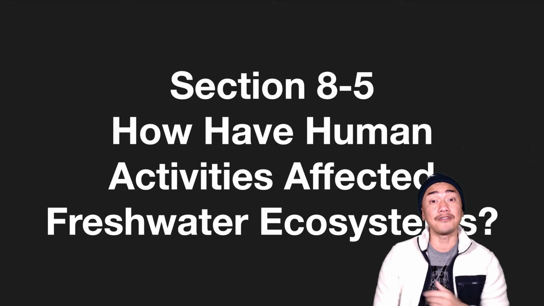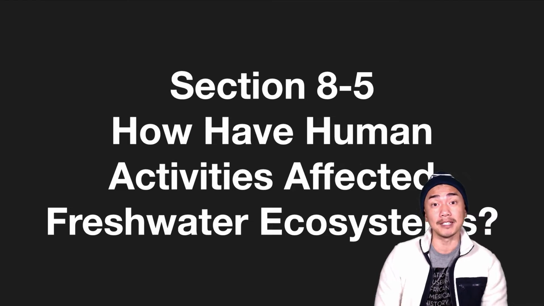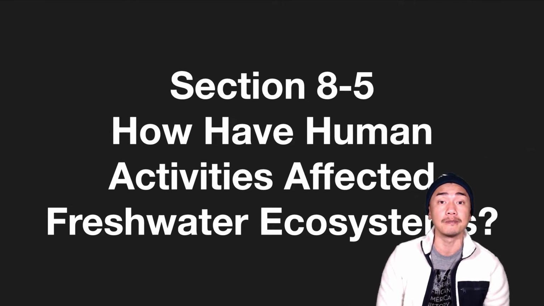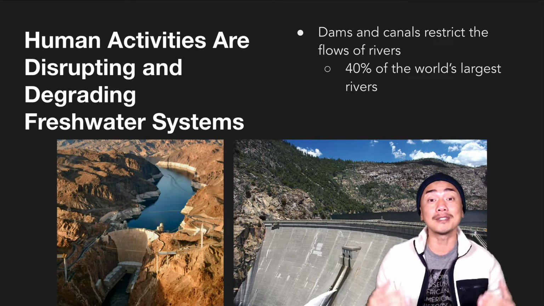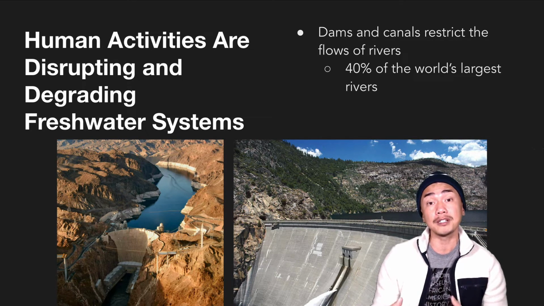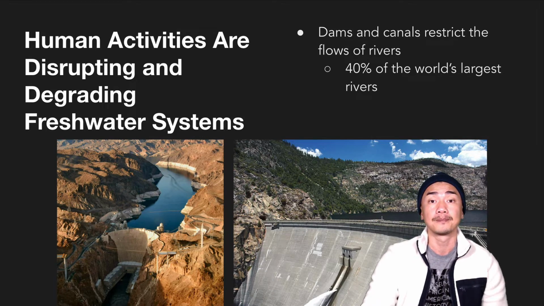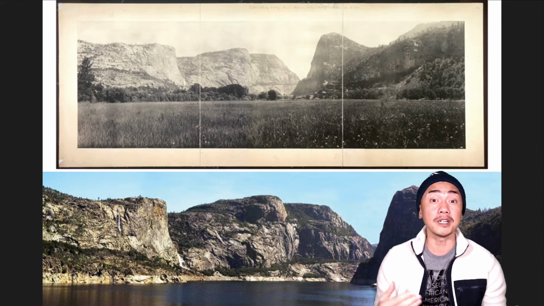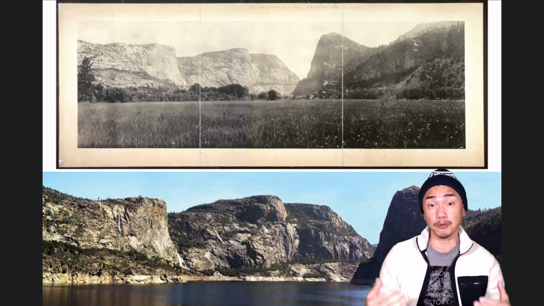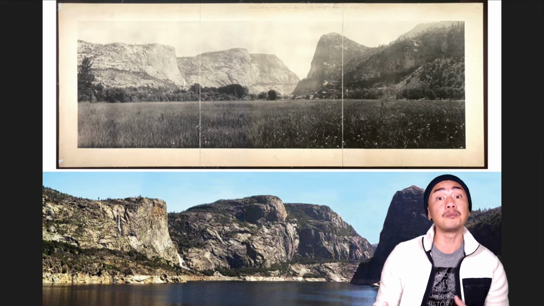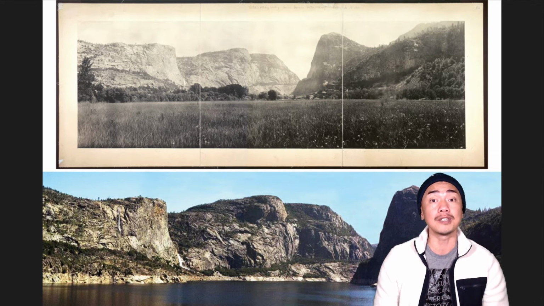Finally, in Section 8.5, we're going to talk about how human activities have affected freshwater ecosystems. Humans have built dams and canals, restricting and redirecting the flow of rivers around the world. According to best estimates, about 40% of the world's largest rivers have been dammed to create reliable sources of water and electricity. San Francisco gets its fresh water from the Hetch Hetchy Reservoir, which was created by the building of the O'Shaughnessy Dam, which flooded the Hetch Hetchy Valley in the Yosemite region.